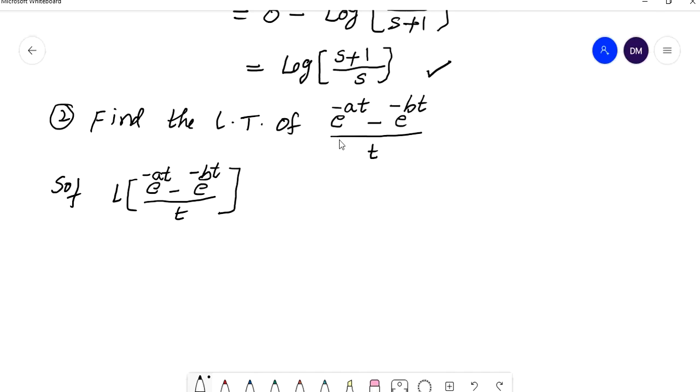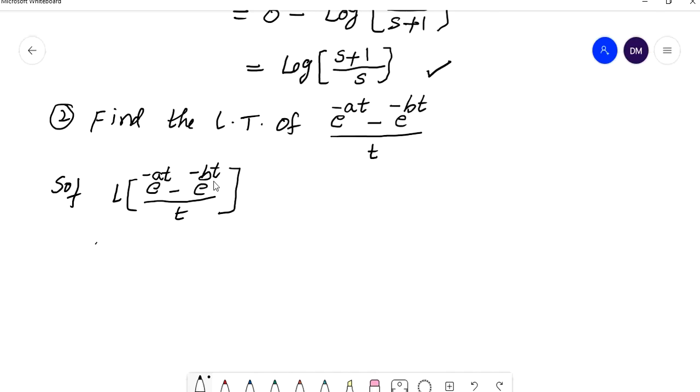So what is the form of this one? This is in the form of L of f of t by t. L of f of t by t means we have to use the division by t property. To use the division by t property, first we have to find the L of f of t value, that means L of e power minus at minus e power minus bt, and then we can apply the division by t property.